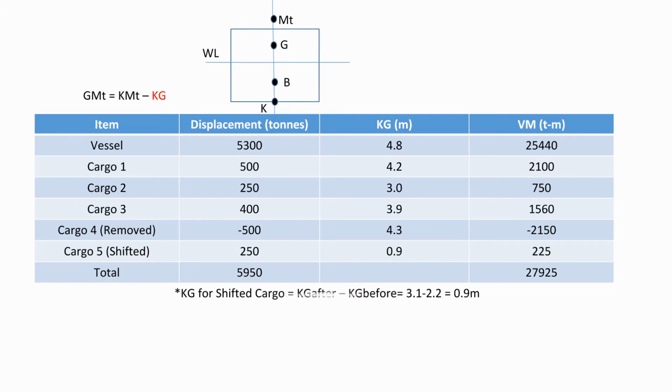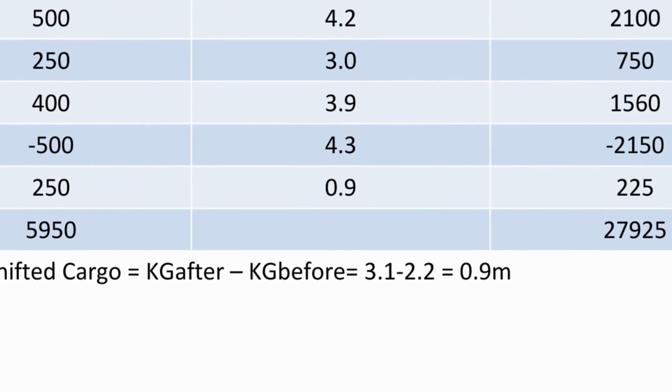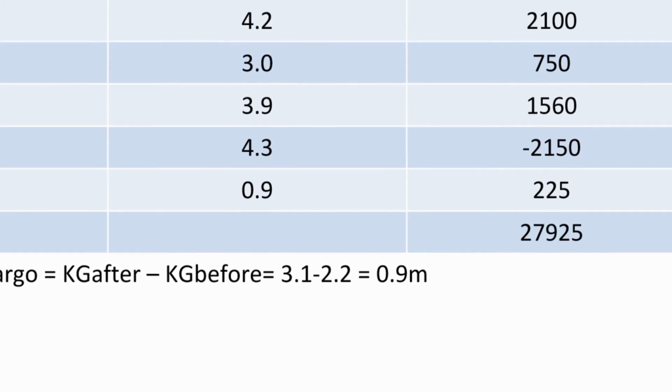First, you have to draw the table listing all the items: the vessel, the cargo you removed, the cargo you have shifted, its displacement and its KG, and then you multiply these two, you'll get the VM over here. One thing to note though is this cargo number 4 you have removed. You have to put its displacement as negative because you remove it, yeah? And the cargo number 5 you have shifted, the displacement is still the same, but the KG over here, you have to get the KG after minus KG before to get this 0.9 over here.